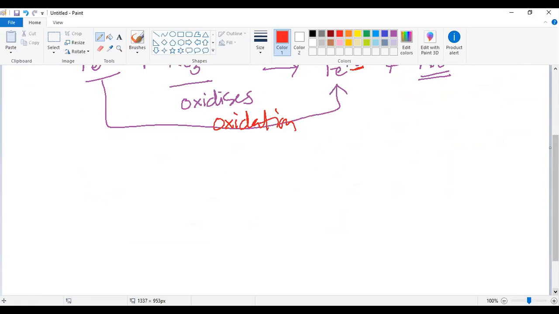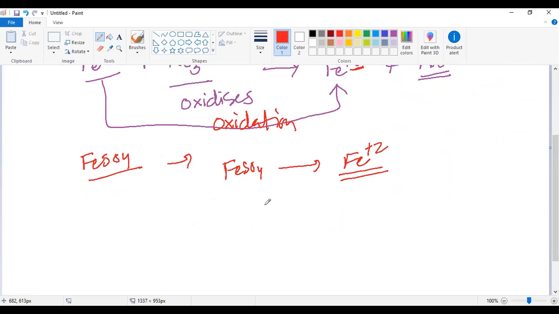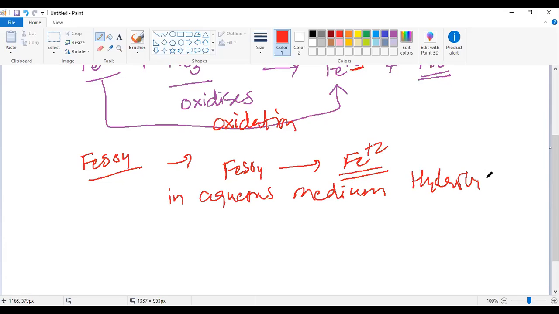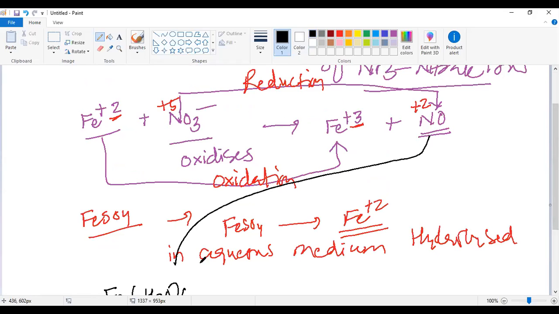Now what happens when we have FeSO4? We have prepared a freshly prepared FeSO4 solution. This FeSO4 solution, my dear students, has got Fe plus 2. This Fe plus 2 in the aqueous medium hydrolyzes, and it is hydrolyzed to a compound known as Fe(H2O)6. Now please remember, this NO which is produced over here is utilized in this process.